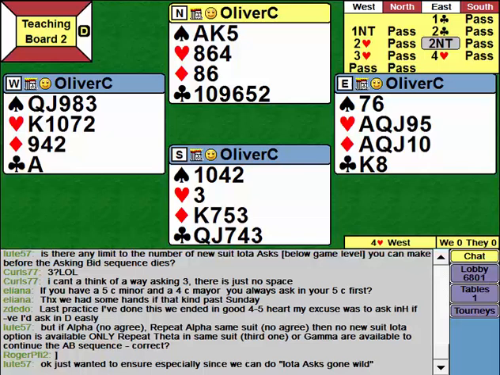If you do a repeat alpha in a different suit, you can then make a repeat alpha in the same suit if you're below game level and go back to your original suit and make a repeat theta. But if you make a repeat theta in the same suit first, the assumption is that you don't have a second suit. And also, at that point, you're likely to be at or very near game level.